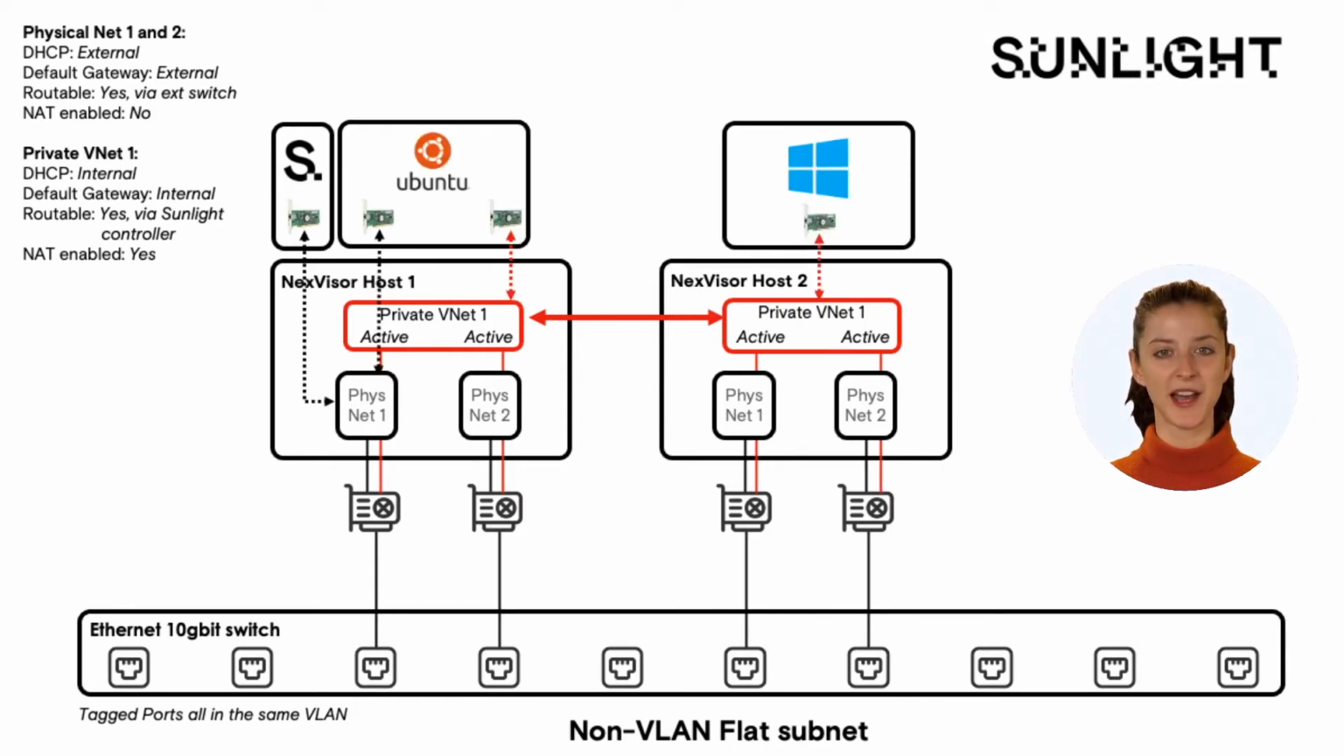Now you can deploy as many workloads as required. You can create as many virtual NIC interfaces as you wish and attach them to any network on the cluster. That may be a physical network routing traffic directly out to the Ethernet switch, or an internal private network that manages all the MAC address learning and forwarding internally within the Sunlight cluster.